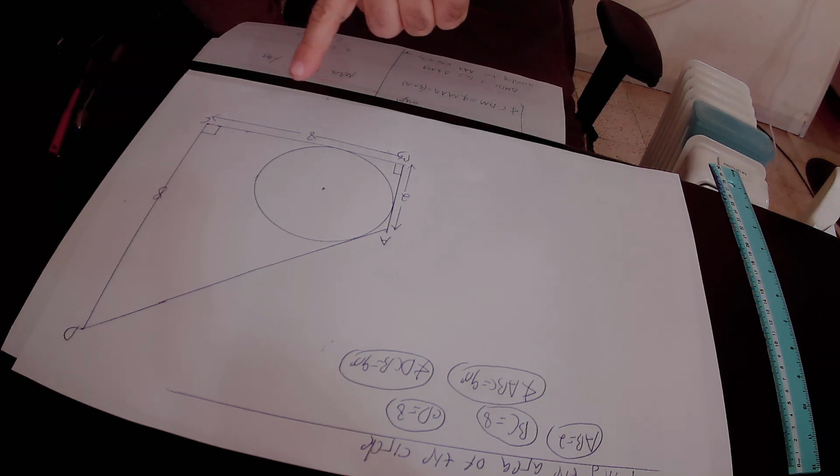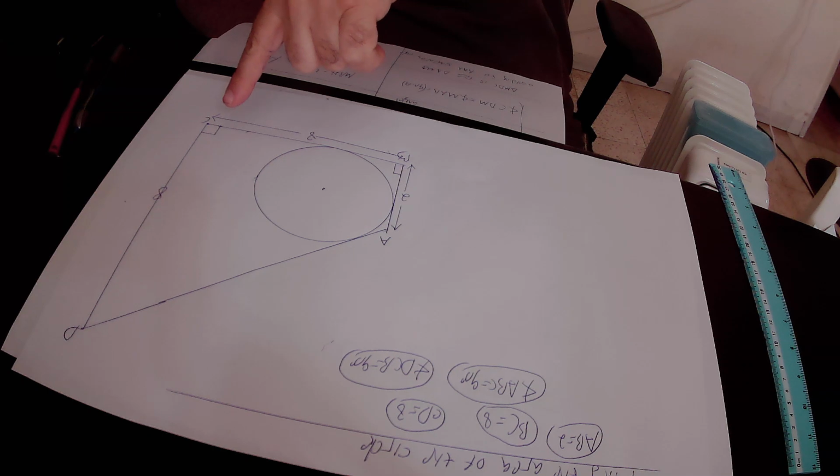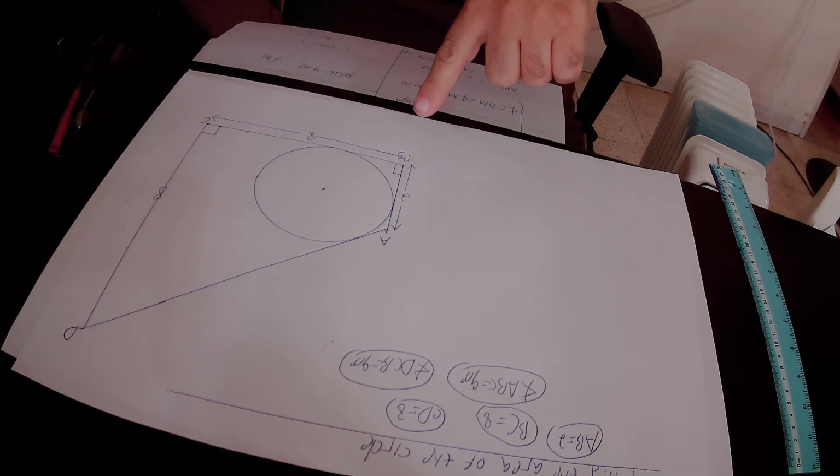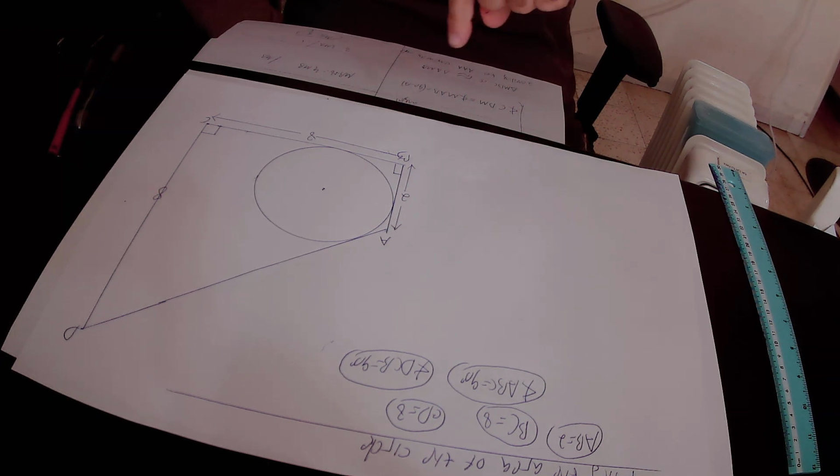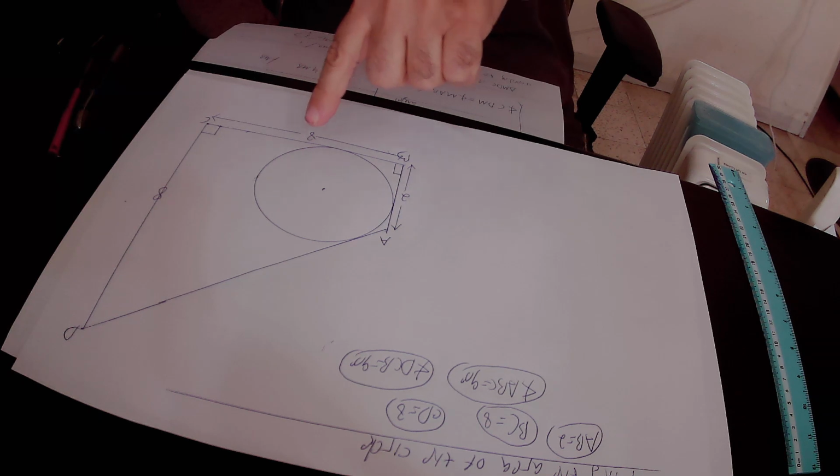BC equals 8 units. DC equals 8 units. This is angle DCB, which equals 90 degrees. And angle ABC also equals 90 degrees. Our mission is to find the area of this circle.